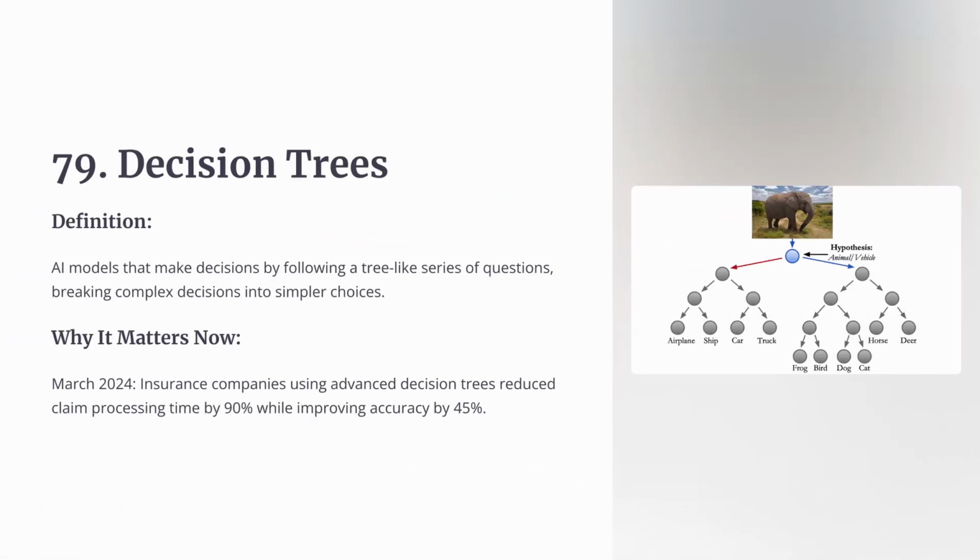Decision trees are AI models that make decisions by following a tree-like series of questions, breaking complex decisions into simpler choices. Think of this like playing a sophisticated game of 20 questions. Each answer leads to a more specific question until you reach a conclusion. Insurance companies are using these to transform their industry. What used to take days of processing can now be decided in minutes with better accuracy.